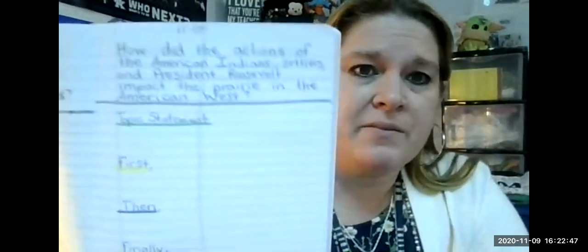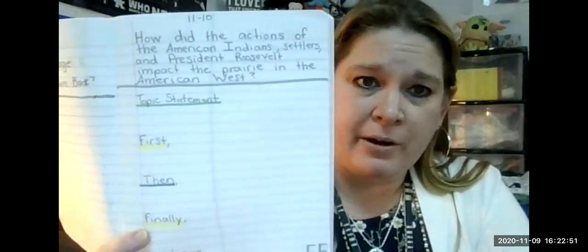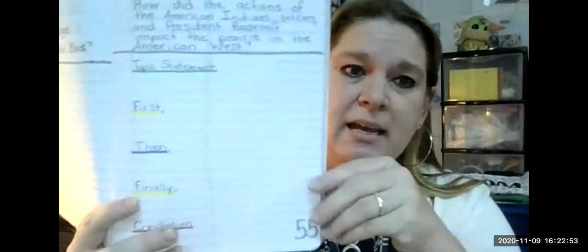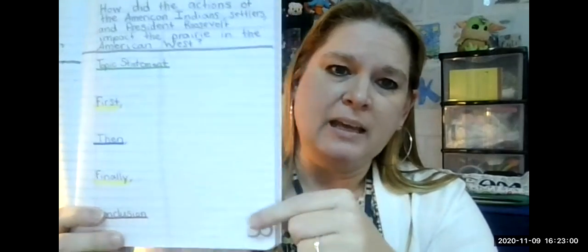Okay, so on page 55, we skipped page 55 a few minutes ago. On page 55, this is where we're going to answer the question. How did the actions of the Indians, settlers, and President Roosevelt impact the prairie in the American West? And you need to make sure that you have your spaces for your topic statement, first, then, finally, and your conclusion. All right, so let's talk about a topic statement.